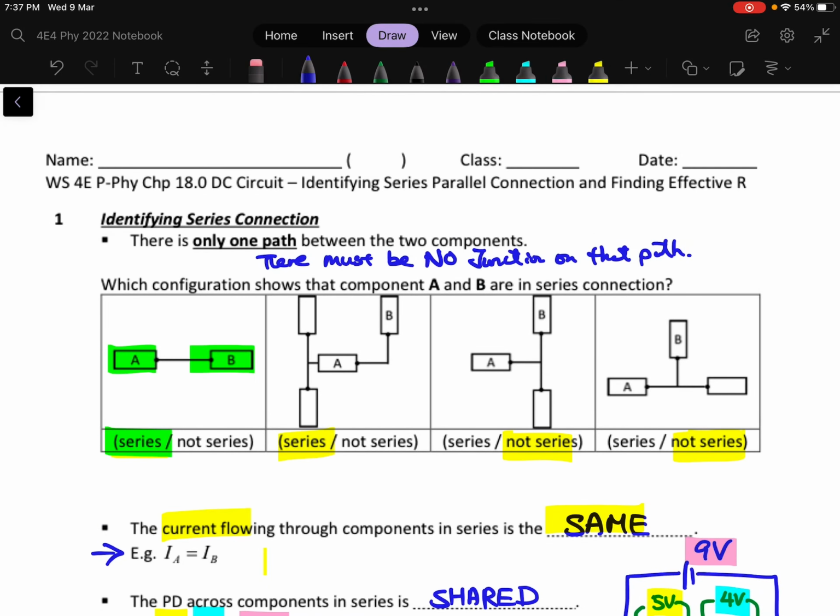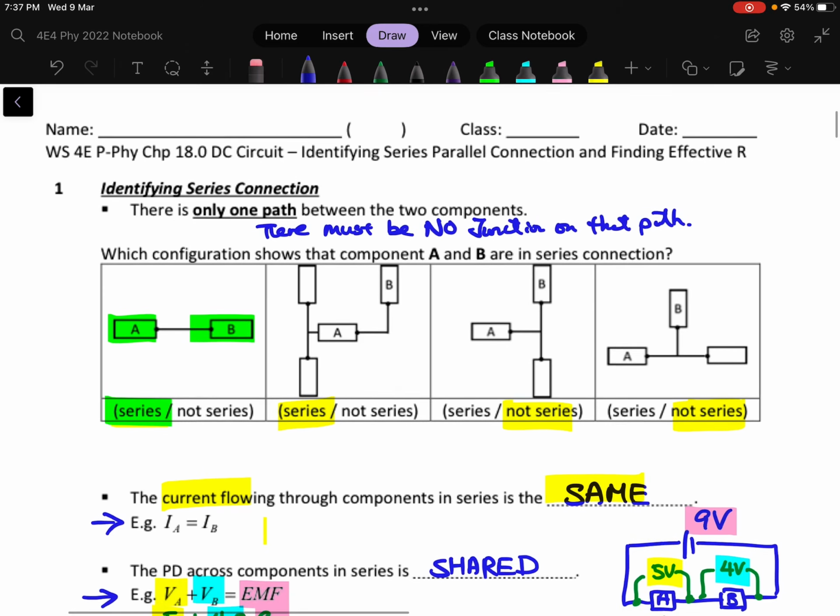Okay, hello people. Very sorry I cannot be with you for this lesson. But nonetheless, we still need to proceed. Okay, if not, we'll be severely behind time.